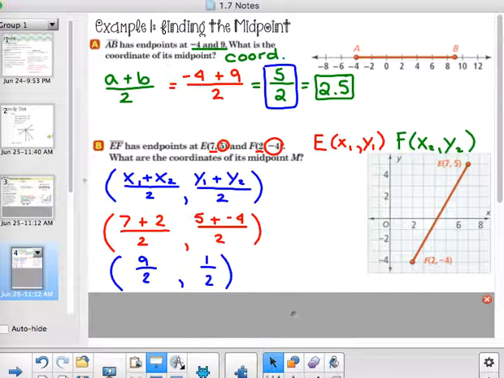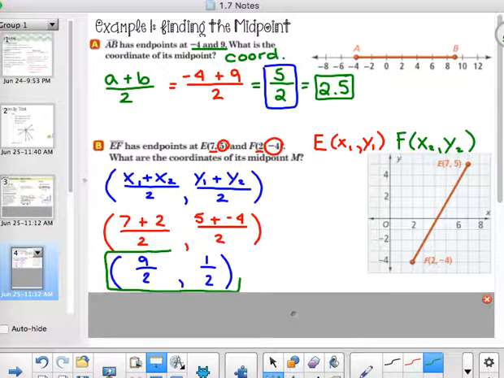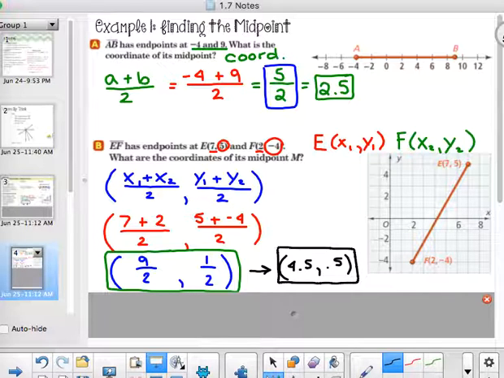This is a perfectly acceptable answer, leaving my answers here in terms of a fraction. If fractions are really bothering you, if you can't stand those fractions and you want to convert them to a decimal, you can always convert this. 9 halves is the same as 4.5, and 1 half is the same as 0.5. Both of these answers preserve the accuracy. They are both very precise answers because I did not need to round.